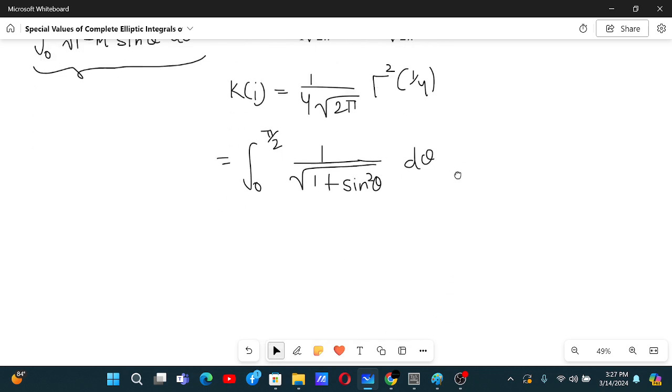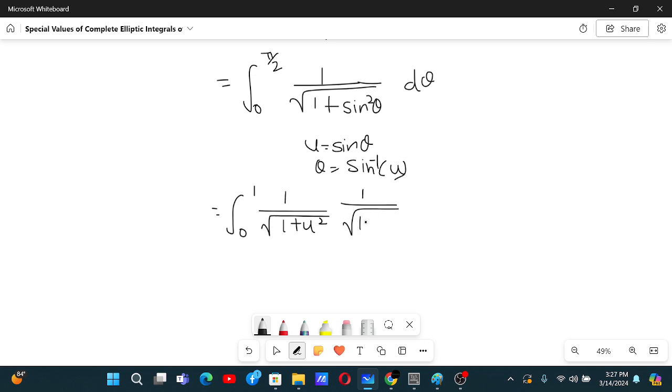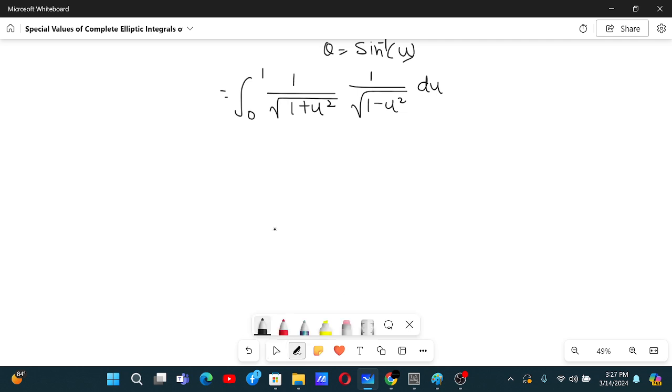Now let's make a u substitution, that is u equals sine theta. And that gives us theta equals sine inverse u. Now the integral goes from 0 to 1 of 1 by root under 1 plus u square, and d theta will be 1 by root under 1 minus u square du. And then this will be the integral from 0 to 1 of 1 by root under 1 minus u to the power 4 du.